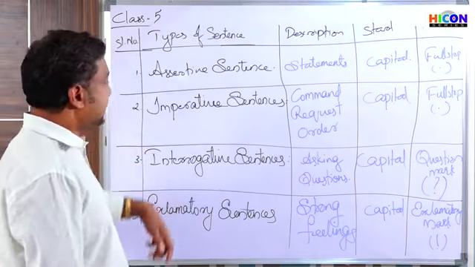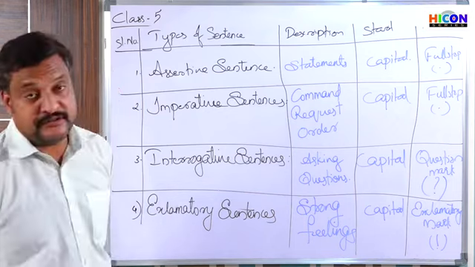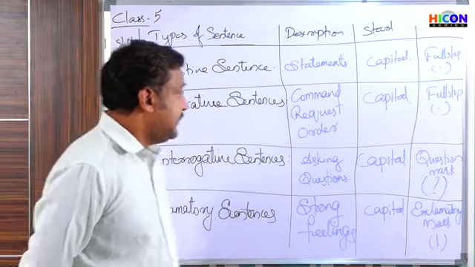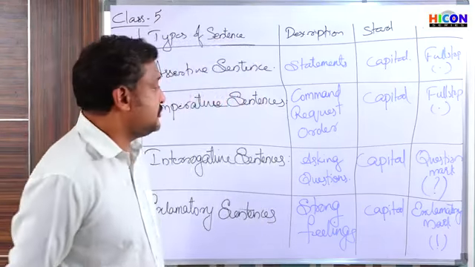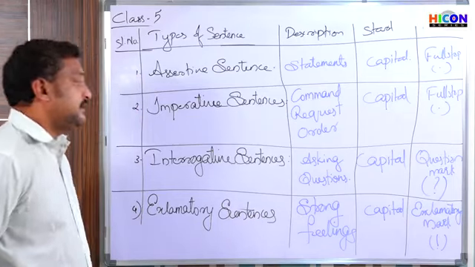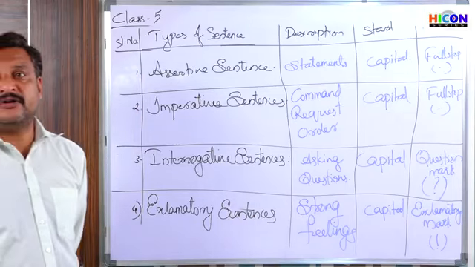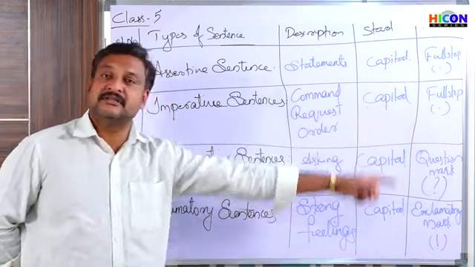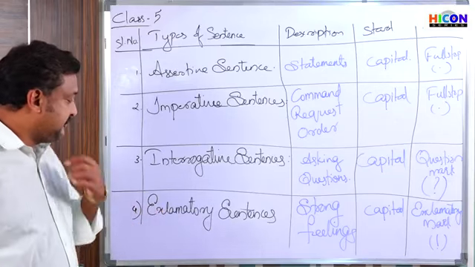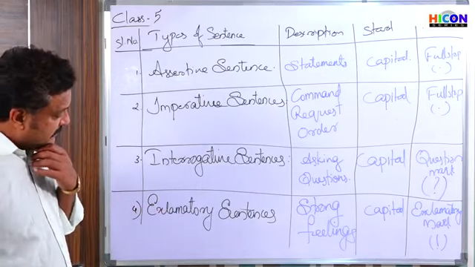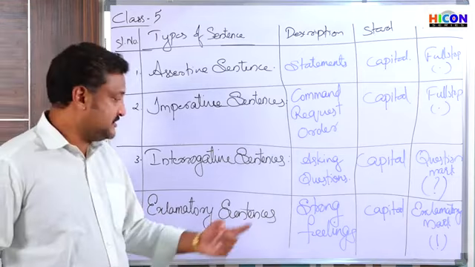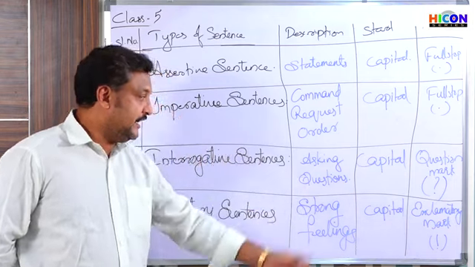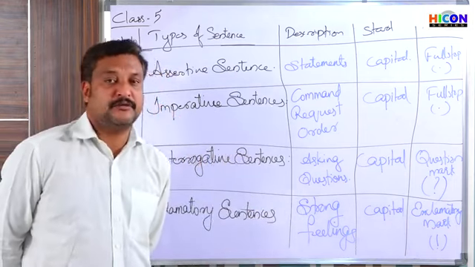The second type is an imperative sentence. They are used for expressing commands, requests, orders, etc. They also start with a capital and end with a full stop. Third one is an interrogative sentence. Interrogative sentences are used for asking questions, and they start with a capital letter and they end with a question mark. And the fourth type is exclamatory sentences. Exclamatory sentences are used for expressing strong feelings. They also start with a capital letter and they end with an exclamation mark.